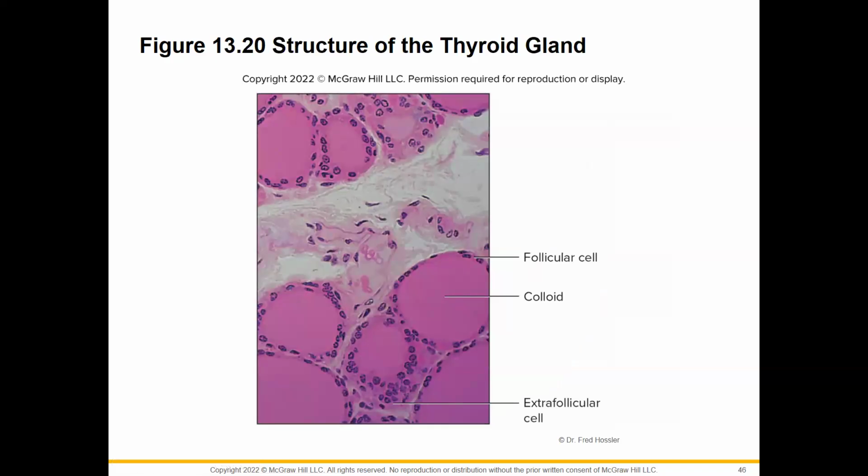This is what it actually looks like. So the first one was a drawing, and this is what it actually looks like. So colloid, follicular cells, extrafollicular cells. All right, all of this is colloid, several different ones. So you can see that in the thyroid, you have so many of these that are able to produce T3 and T4.